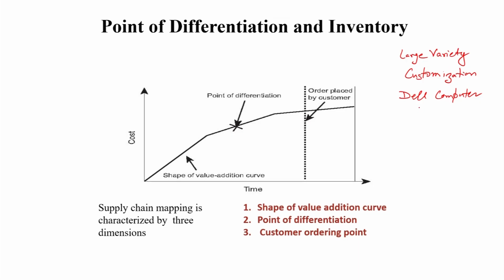This is possible if we can study the value chain, the value curve of an item. On a value curve, we see how the value is added in the manufacturing of a product, and how the cost is built up in the manufacturing of a product with time. So, this is the shape of the value addition curve.